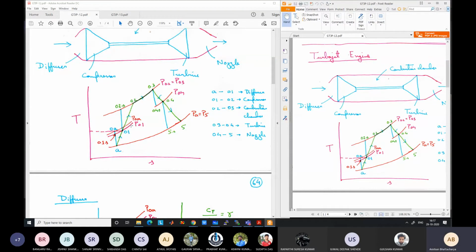So from this, T01 obviously is equal to TA. So the only thing unknown here is P01. From RAM efficiency you can directly find P01. If RAM efficiency is not given, and isentropic efficiency is given, then you have to first find T01S from the definition of isentropic efficiency. And once you know T01S, you can find P01 using the isentropic relation.